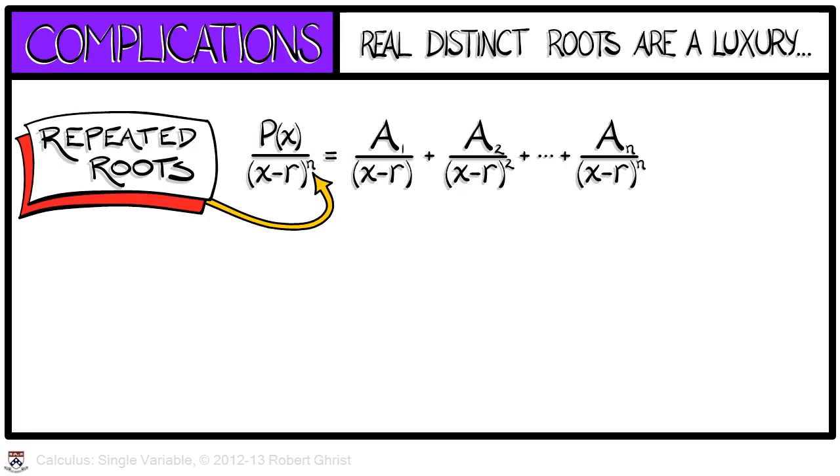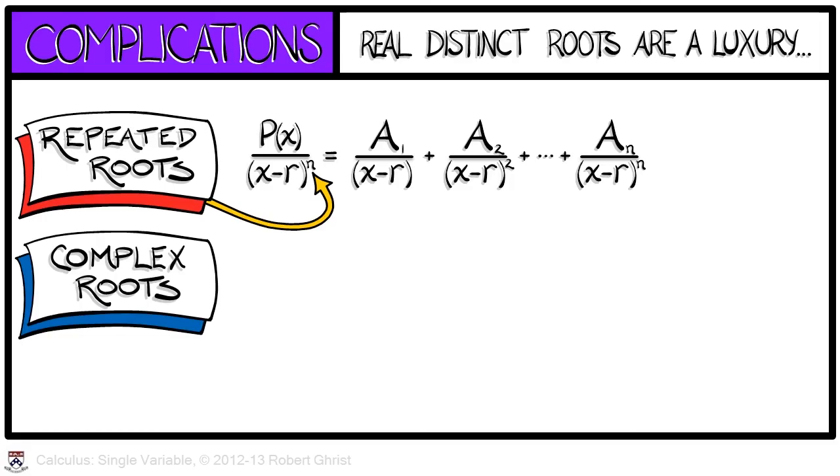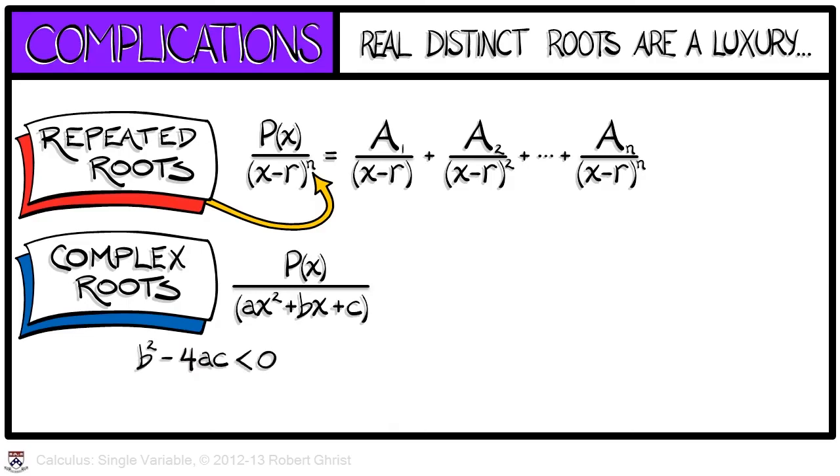There are n terms. Each is a constant over x minus r to some power, ranging from 1 up to n. Now, all of these individual terms are integrable, but some might take a little more work than others. What is potentially worse is complex roots, where you don't necessarily have real roots. Let's say we look at a polynomial over a quadratic, ax squared plus bx plus c. Then if the discriminant, b squared minus 4ac, is negative, we have complex roots.